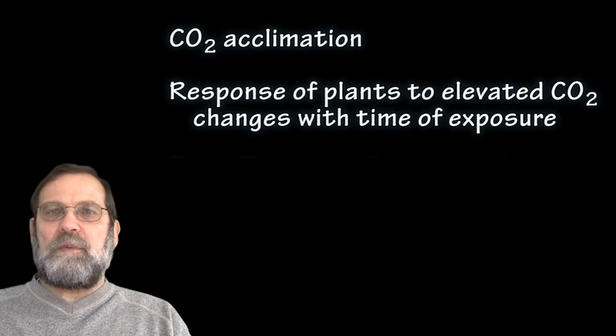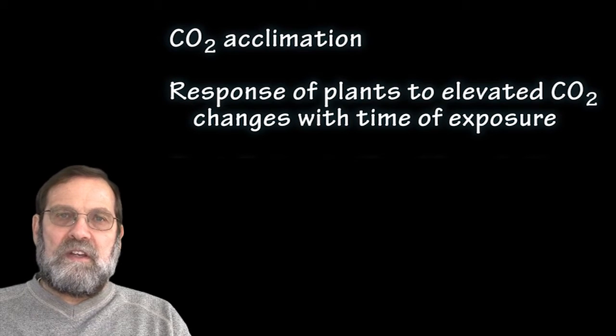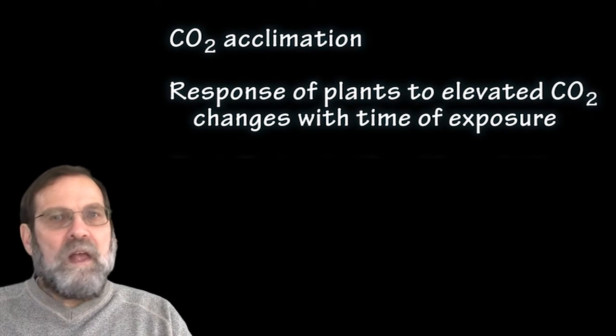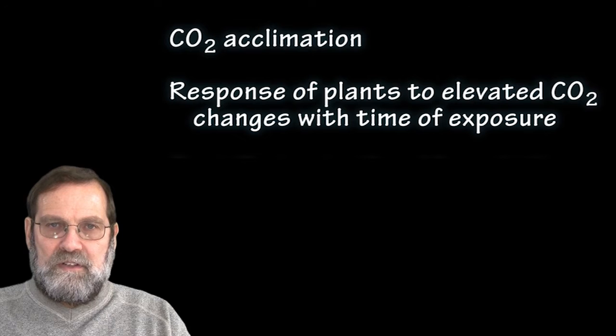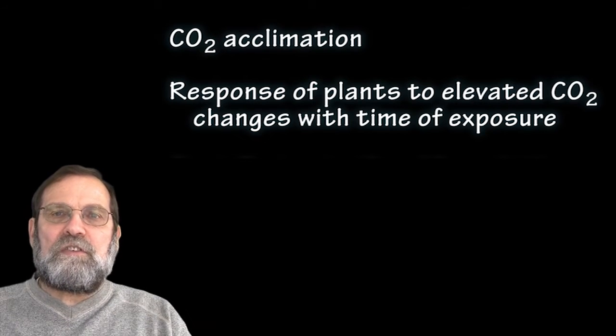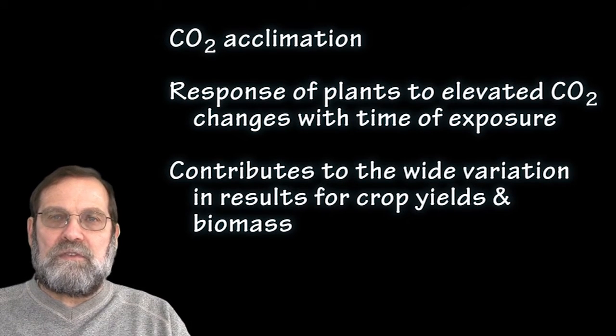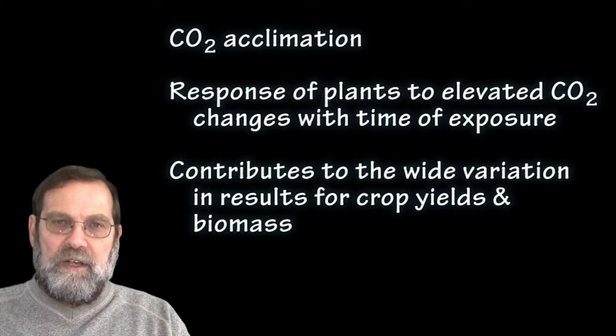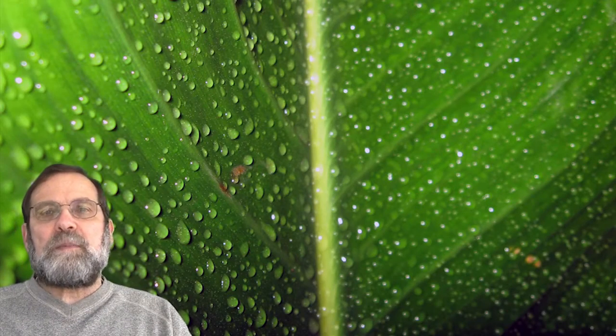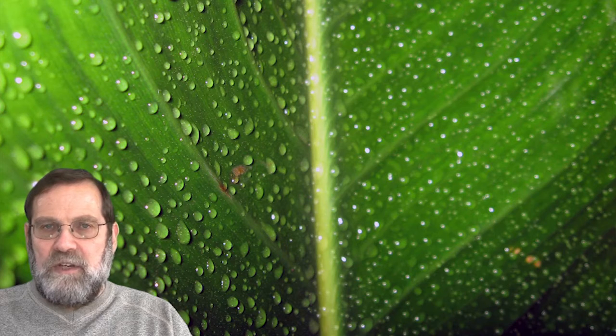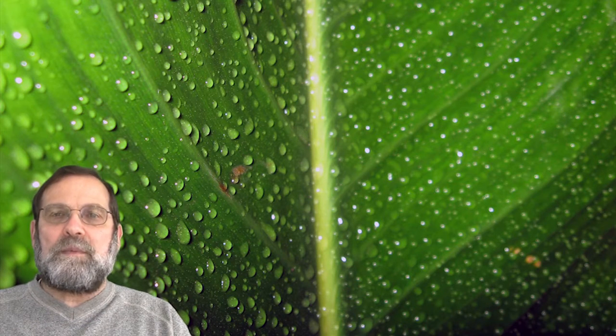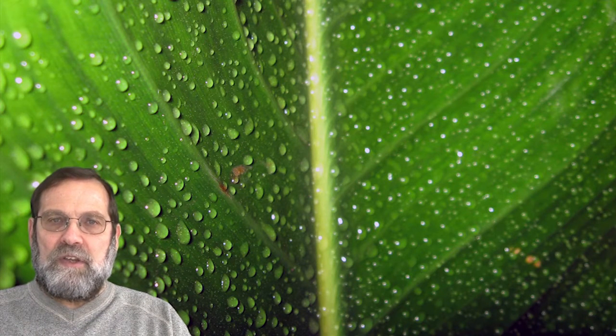For instance, the response of even a single species within a single experiment changes with time of exposure to elevated carbon dioxide concentrations. Such changes contribute to the wide variation in results for crop yields and above-ground biomass. Of the explanations advanced for carbon dioxide acclimation, perhaps the most popular involves insufficient sink strength.